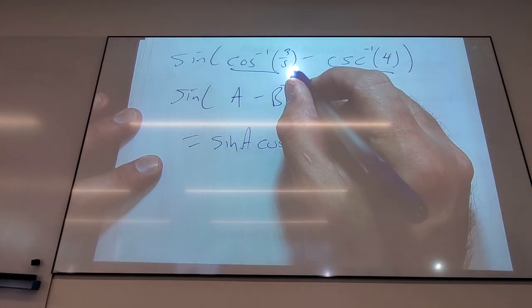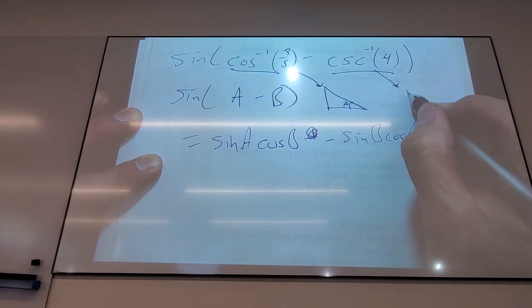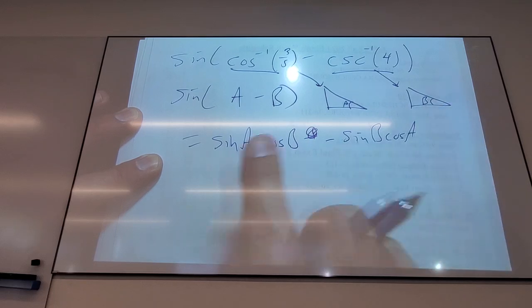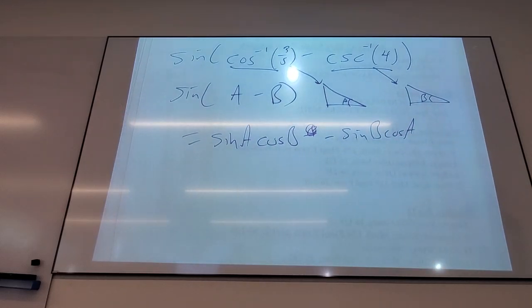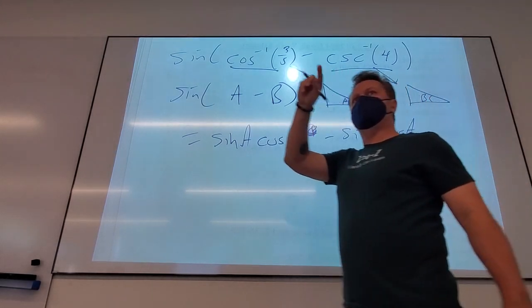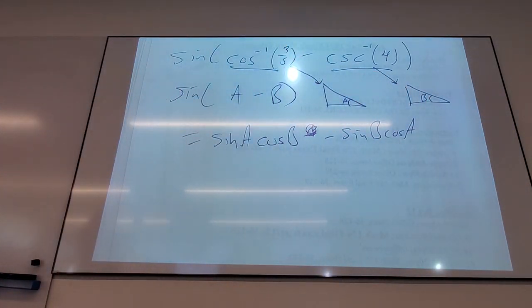So I need to draw a triangle for A and a triangle for B. And then these are all pretty easy, yes? This is something you could do anytime you want to.